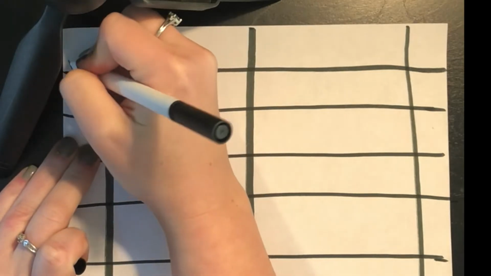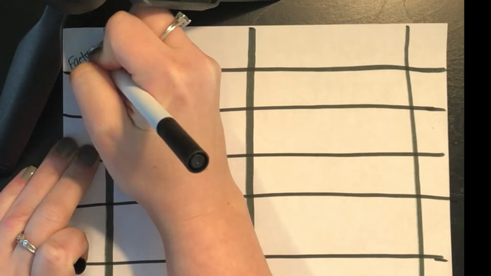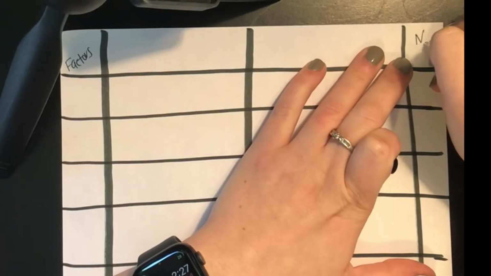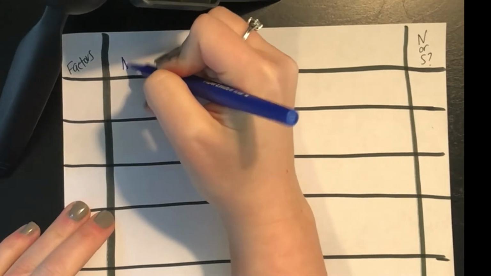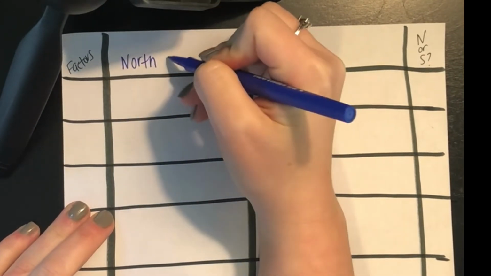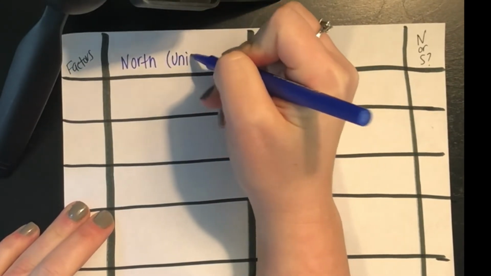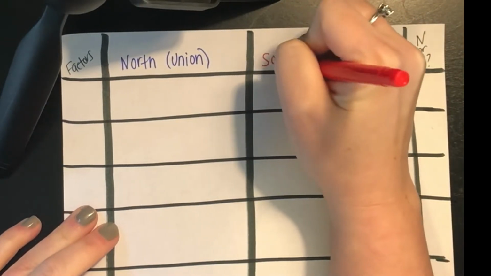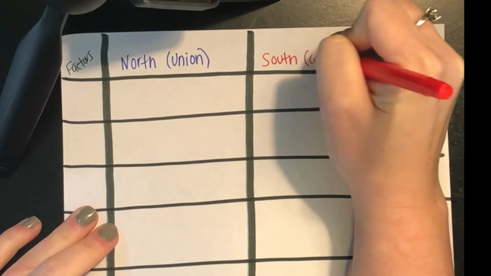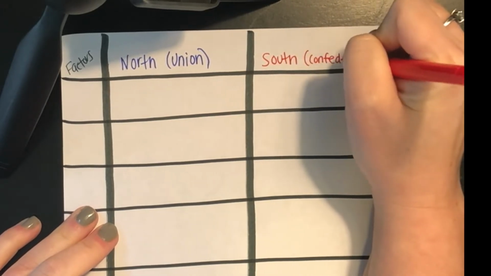Okay, so at the top, this column's going to be all about the different factors that each side had leading into the Civil War. And then on the far right, you're going to write North or South. This should look familiar from when we did the advantages and disadvantages leading into the Revolutionary War. So we have the North, the Union, versus the South, the Confederacy.